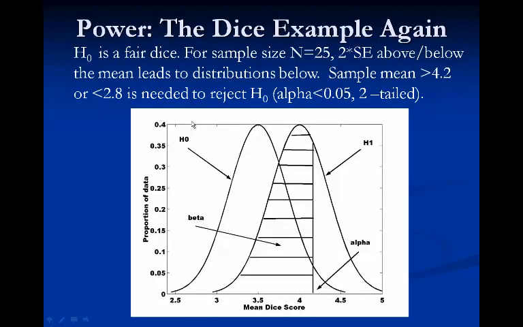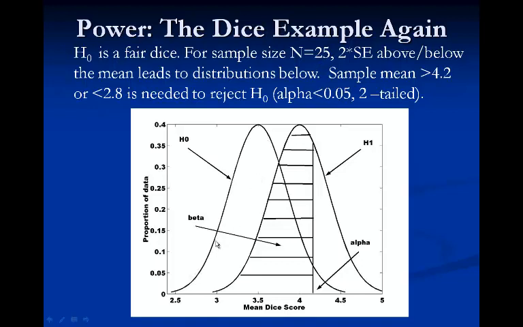So, just to look at the dice example again in terms of power, H0, the null hypothesis, is that it is a fair dice. So it turns out that the sampling distribution of mean scores from fair dice have an approximately normal distribution, even with sample sizes as small as n equals 25. It's 25 throws, as we saw earlier.